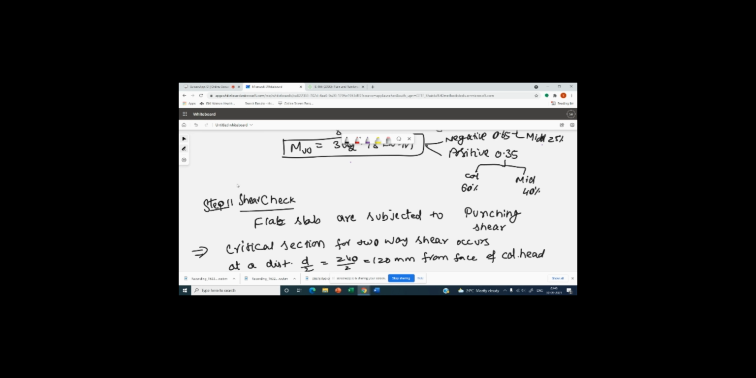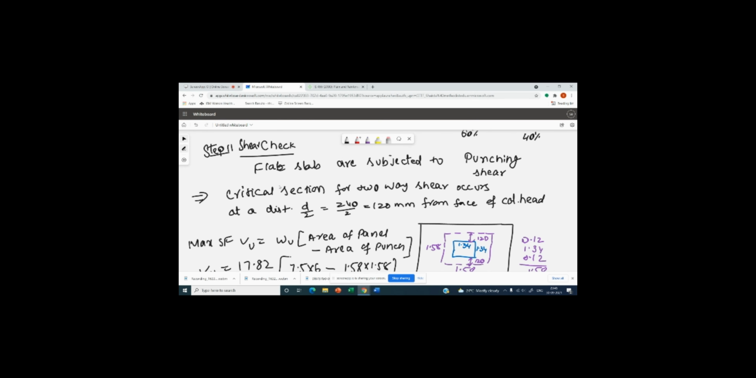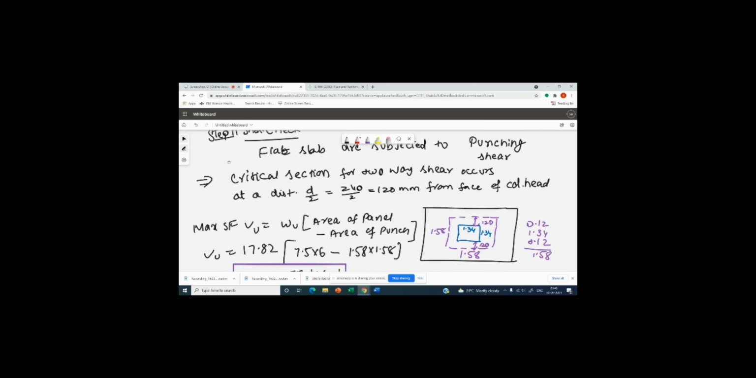So after finishing that steel design, we have to check for shear. As you know, flat slab is subjected to punching shear. The other name of punching shear is two-way shear. Okay, as we have done it in slabs and in the design of footing, the critical section for two-way shear will occur at a distance d by 2 from the face of column head.